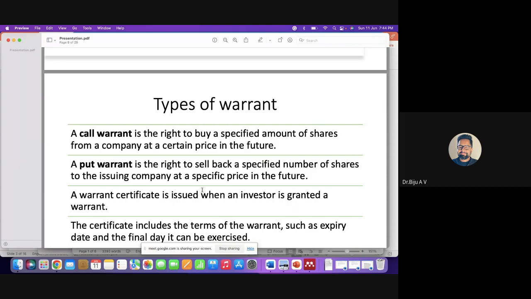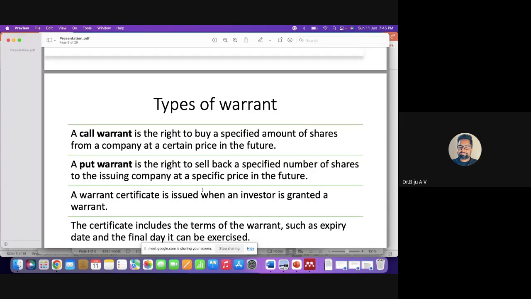Put warrant is a right to sell back the specified number of shares to the issuing company. If at the time of purchasing shares there is a put warrant, we can sell back. Normally this option is not available to the equity shareholders. So with the put warrant, the holder has the right to sell back a specified number of shares to the issuing company at a specific price in the future, right?